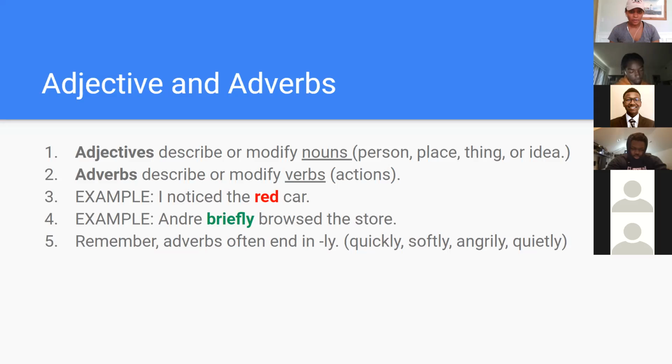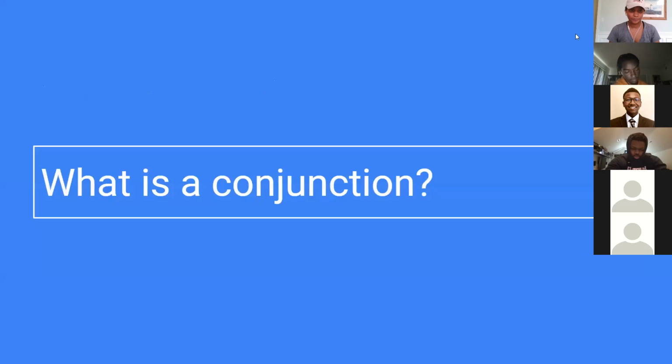He didn't just browse the store, he briefly browsed the store. So it gives me context. It describes the verb in this case. And so remember, as I said, adverbs end in -ly: quickly, softly, angrily, quietly. You know, those are adverbs.